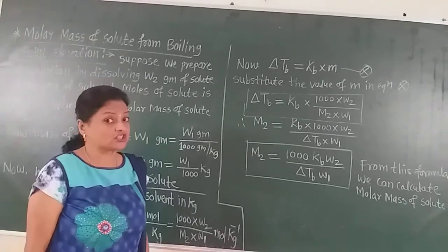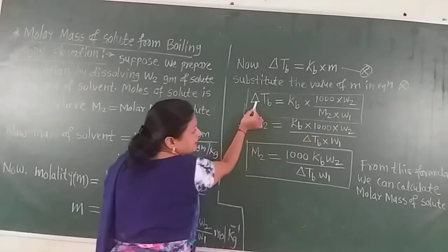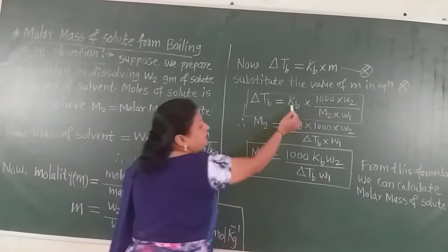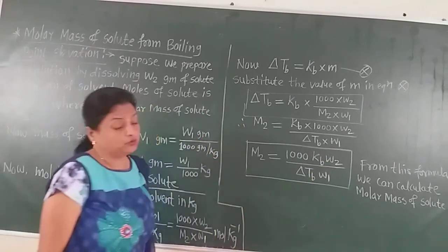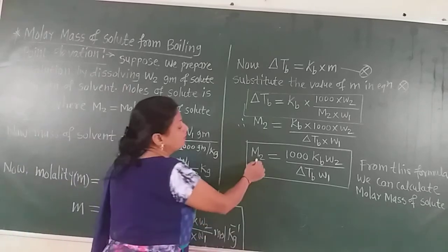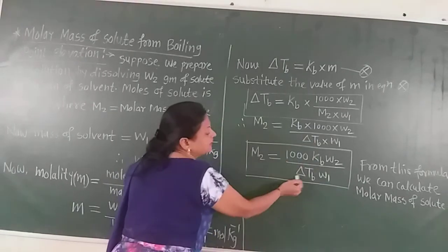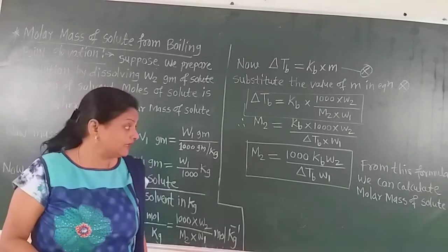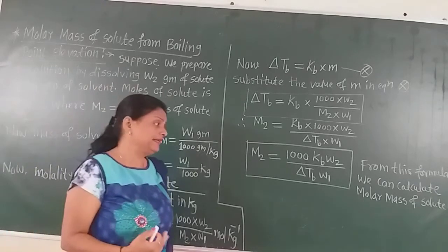But if they ask us to calculate the molar mass of the solute, M2, then M2 comes to the left and delta TB goes to the denominator. So M2 is equal to KB into 1000 into W2 divided by delta TB into W1. This is the formula to calculate the molar mass of the solute. Remember students, this formula is very important: M2 equals 1000 KB W2 divided by delta TB W1.